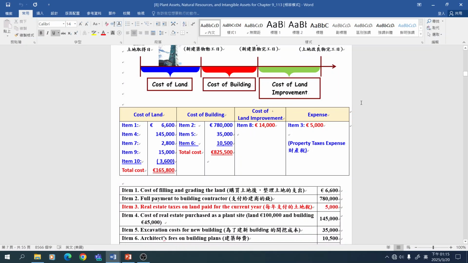Okay, for chapter 9, we talk about long-term operating assets, 长期营业资产. This kind of asset, we are going to use for the long term, more than 1 year, right? Operating. So we use it to do what? Help us earn the revenues from customers, so help us to sell the product or provide the services.